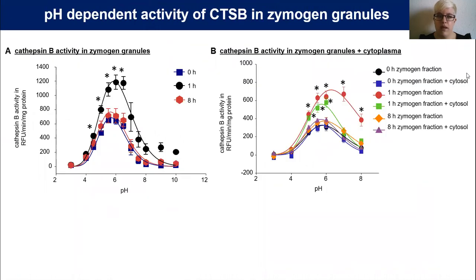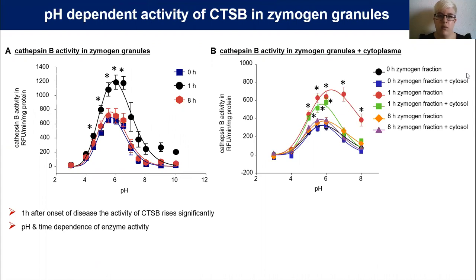When we had a look at the pH-dependent activity of cathepsin B in the zymogen granules, we could observe a significant increase of the cathepsin B activity after 1 hour disease onset, and no difference after 8 hours serine stimulation compared to the resting conditions. So we can say there's a pH and time dependence of the enzyme activity, and these results also suggest that cystatin C is not able to inhibit cathepsin B under pathological conditions.